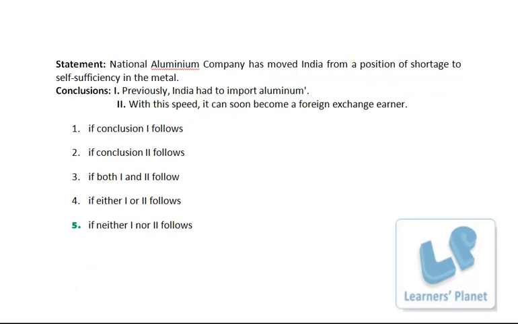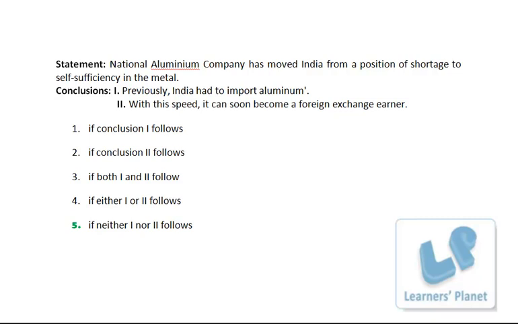This is an easy one, it doesn't need much explanation. Statements: National Aluminium Company has moved India from a position of shortage to self-sufficiency in the metal. So that means initially there was a shortage, now we are self-sufficient as far as aluminium is concerned, right? So the first conclusion: previously India had to import aluminium. Yes, if there was a shortage, that means we had to import aluminium. So it can be concluded, because from a position of shortage to self-sufficiency means earlier there was a shortage. If there was a shortage, we had to import, right? So that can be concluded easily.